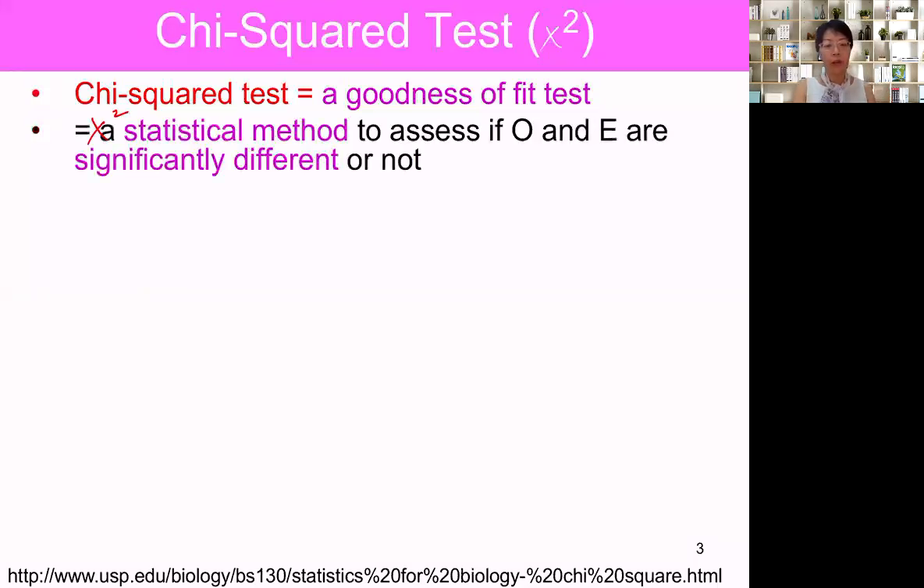That means it's a statistical method to assess if the O and the E ratio are significantly different or not. That's why it's called goodness of fit test, because you want to know whether O fits with E well or not, whether O and E fit each other well. So goodness of fit test, to assess whether O and E are significantly different or not.